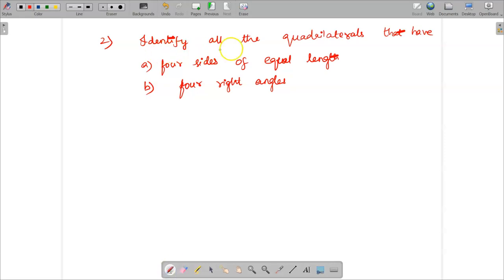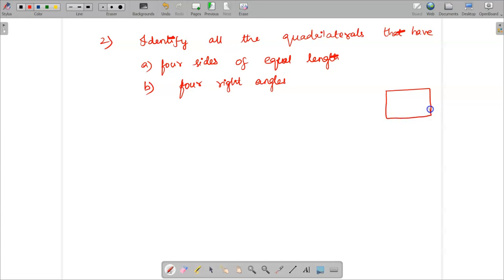So here the question is, identify all the quadrilaterals that have 4 sides of equal length and then 4 right angles. So first question is 4 sides of equal length. Okay. So we can say that 2 quadrilaterals are there.